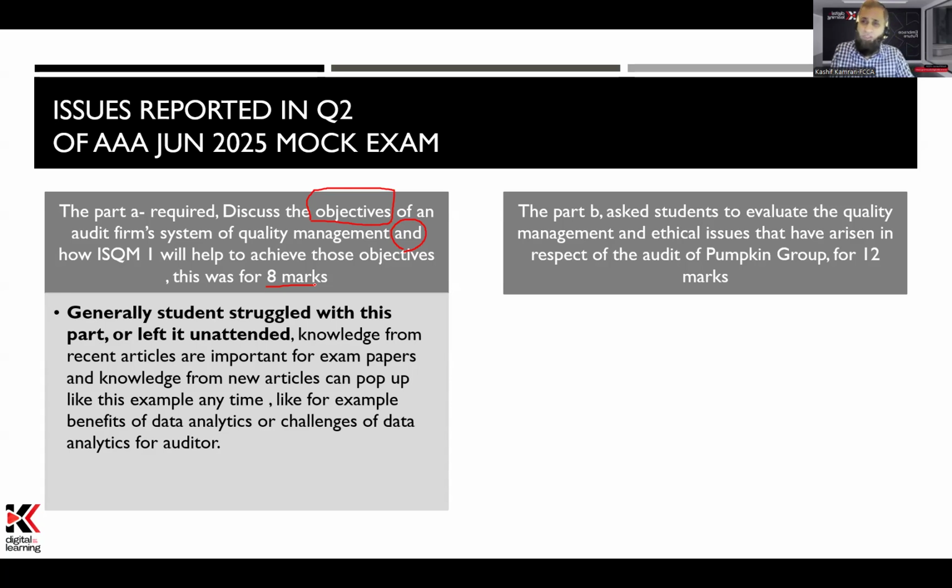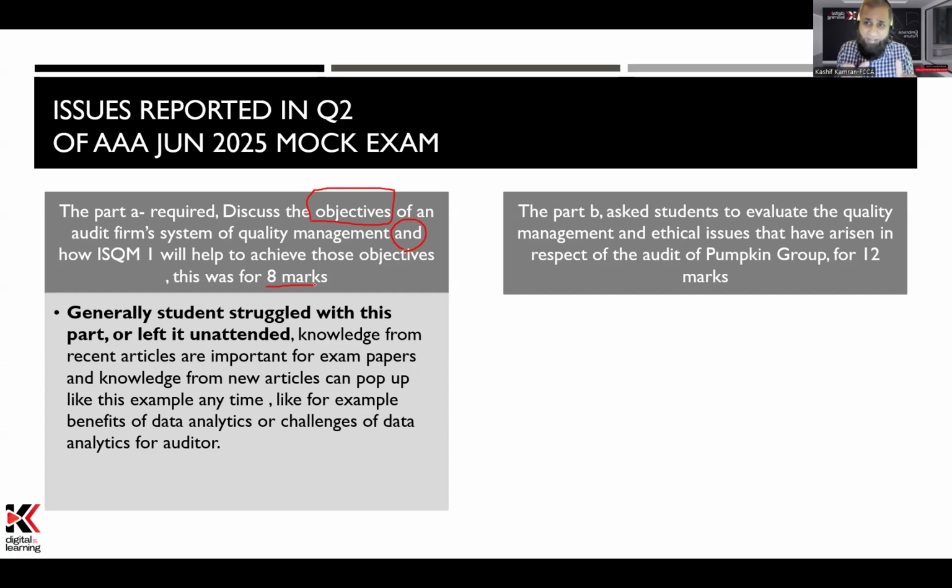Now, this part was done excellently. The students were fully versed with identifying the quality management issues. They were fully versed with identifying the ethical issues. In all the 162 mocks I have checked, I found this to be the strongest 12 marks answer in almost all the scripts. Yes, the way of writing differed from student to student. The depth differed from student to student.